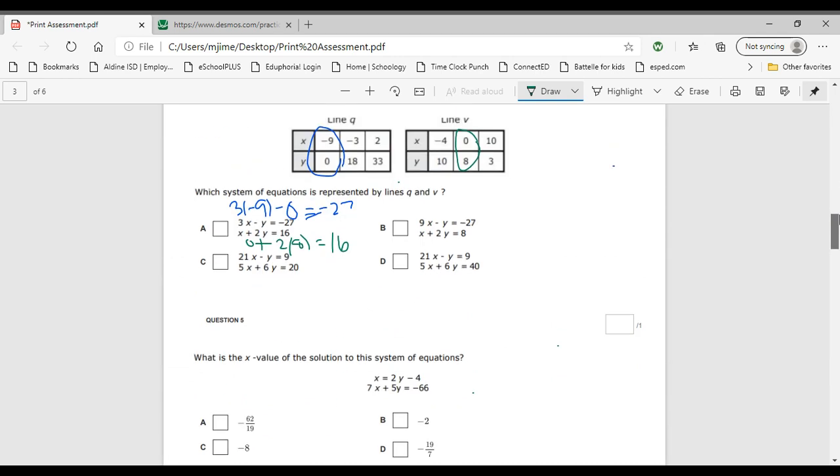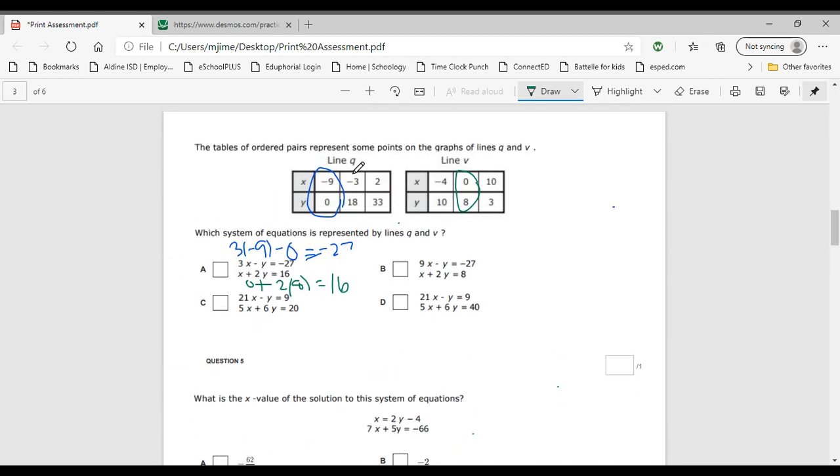Okay, this one was from Unit 6, Quiz 1, so I didn't rewrite it. You take the smallest ordered pair and plug it in. See if it equals what the equation says, which is negative 27. Take the smallest ordered pair from the second table and plug it into the second equation and see if it equals what it's supposed to say.